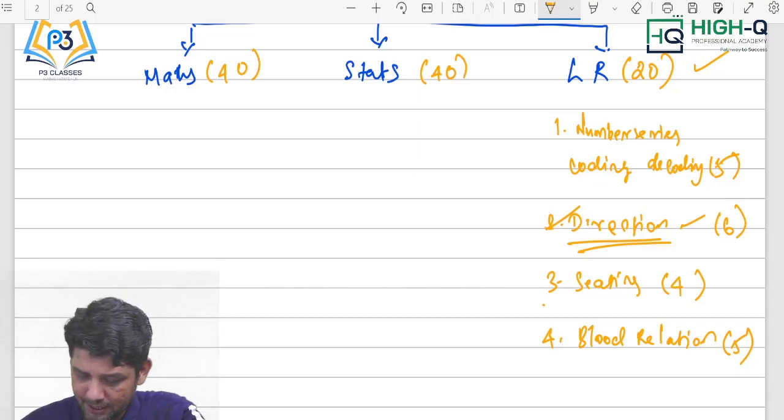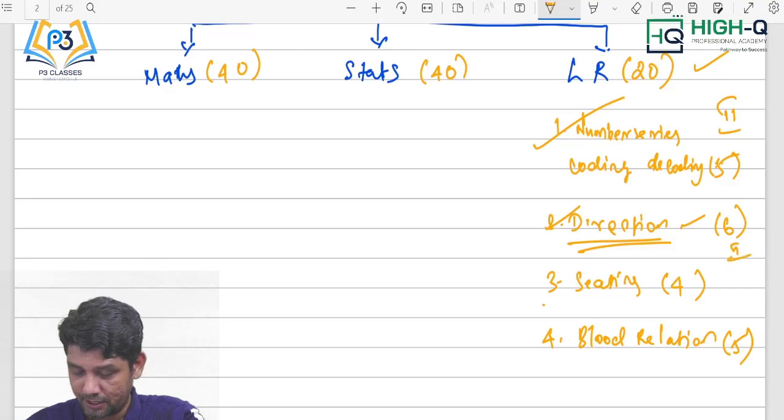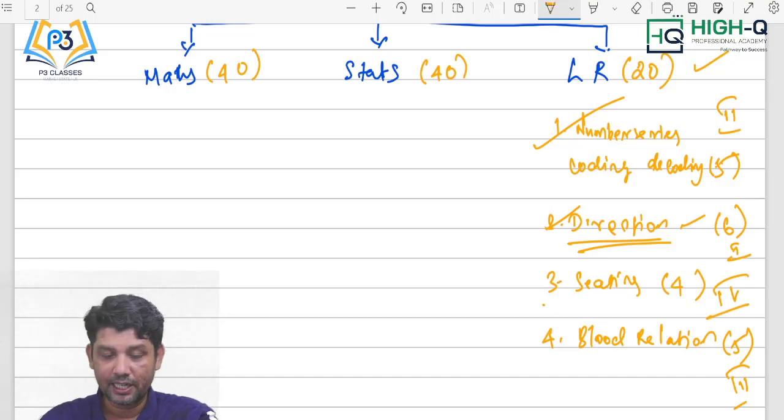Okay, next, number series, coding, decoding. Next importance, what should be given? This one, number series and coding, decoding. First, second, ranking I am giving you. Third one is blood relation. Fourth is seating arrangement. This is the ranking to be followed, my dear.